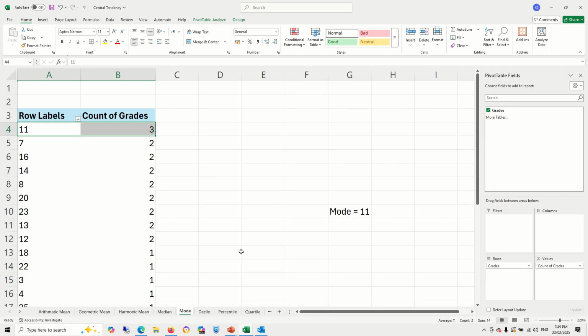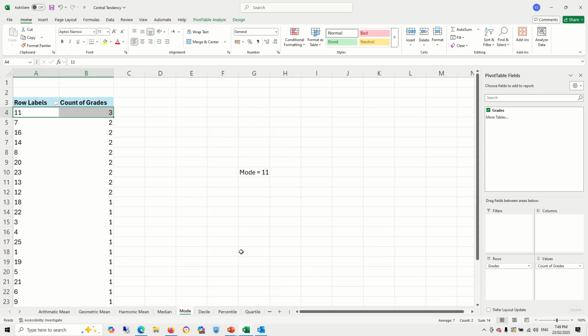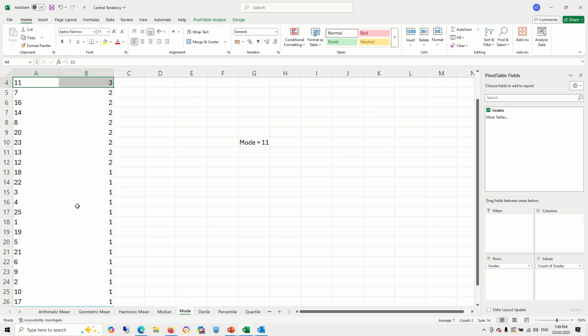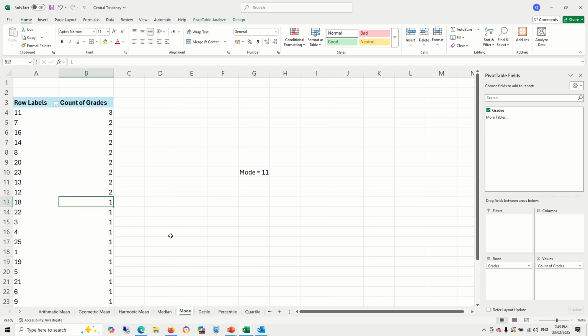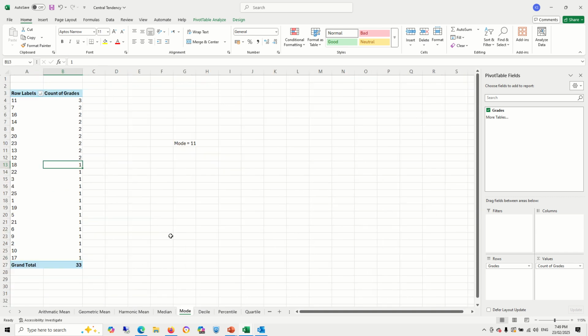The mode is the highest data that is repeated, or the most frequent data in the data set. So in this example now, using pivot table, we have done what? We have taken the grades and put it on, we got the frequency of the grades.